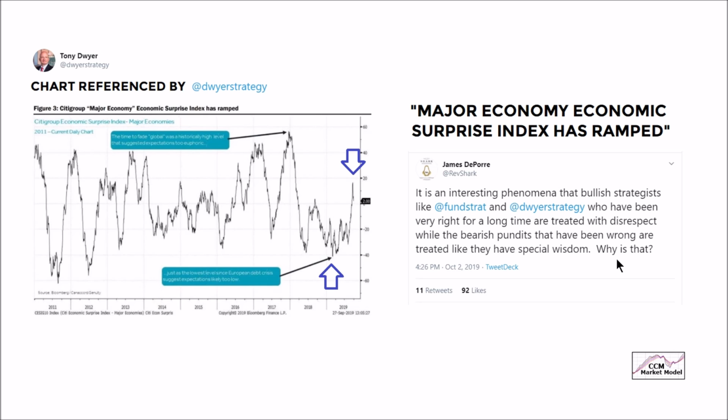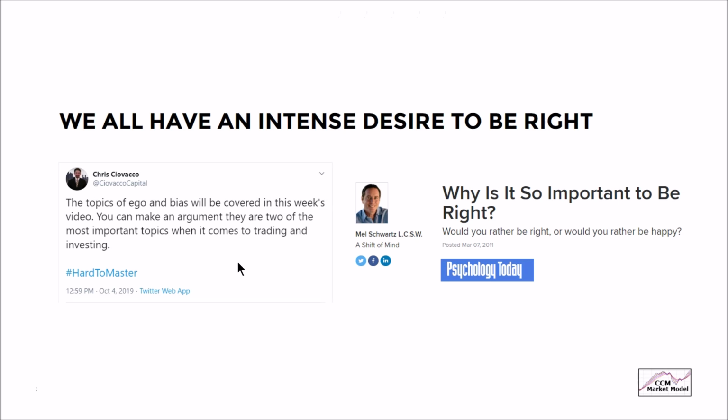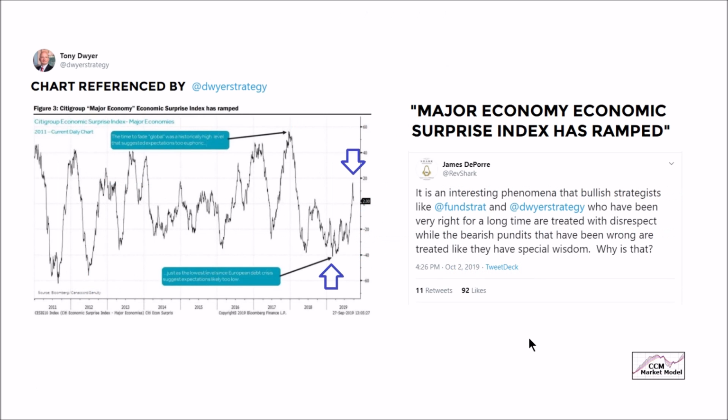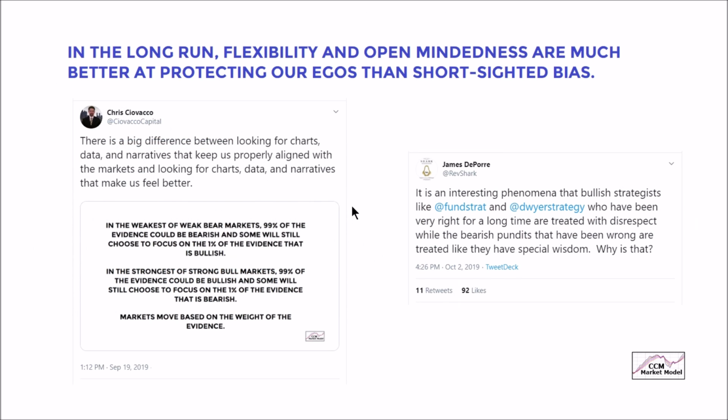Why is that? Well, the answer is relatively simple. We all have an intense desire to be right, and we all have a tendency to act in a way that will protect our ego in the short run. So relative to this tweet here, we often hear you're biased. It really doesn't make a lot of sense for us to be biased. Why is that? Because in the long run, maintaining a flexible, unbiased, and open mind is much better relative to protecting our ego than having short-sighted bias.